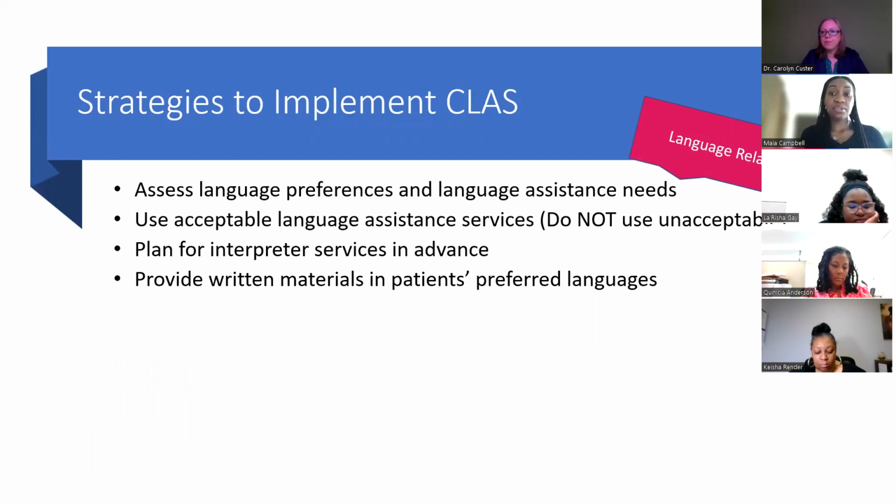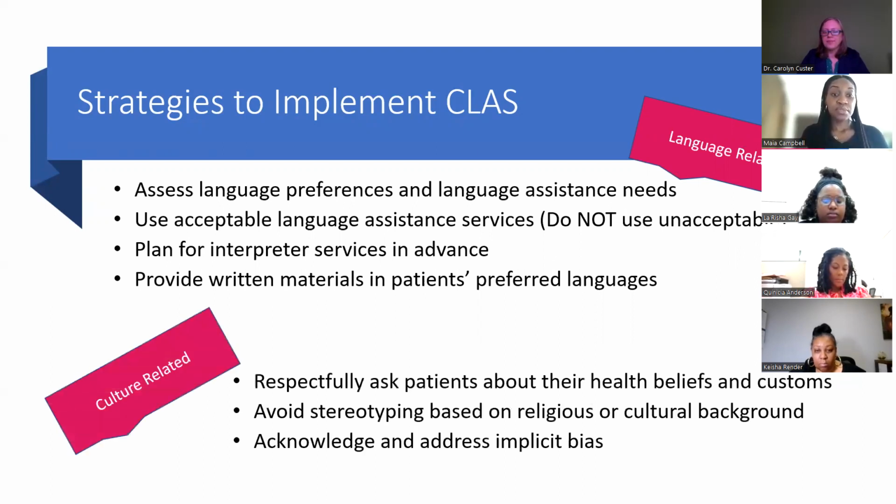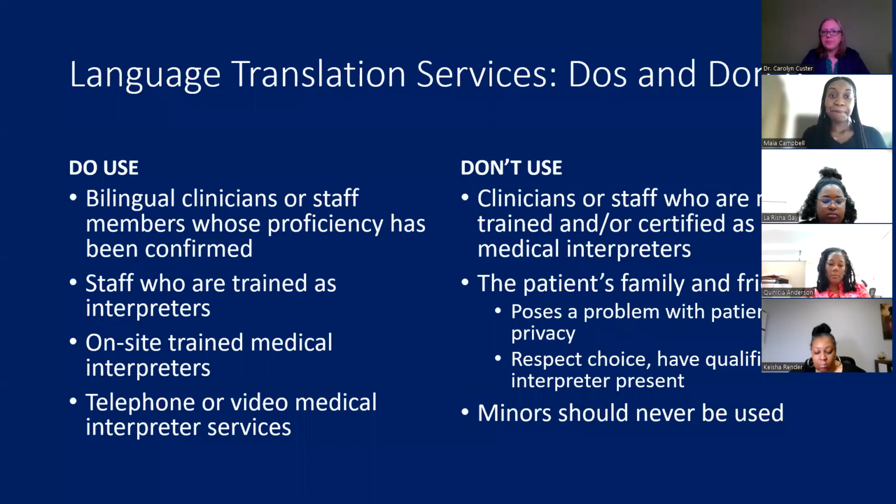One way I would do this, I would look ahead in the schedule for the week. And if I saw that a patient was coming in that I knew we would need those interpreter services, I would have that information, or I'd have that language line or that interpreter queued up when that patient arrived. Provide written materials in the patient's preferred language. That's also very, very helpful. So some culturally related strategies. Respectfully ask the patient about their health beliefs and customs. Avoid stereotyping based on religious or cultural backgrounds, and address and acknowledge our own implicit bias.